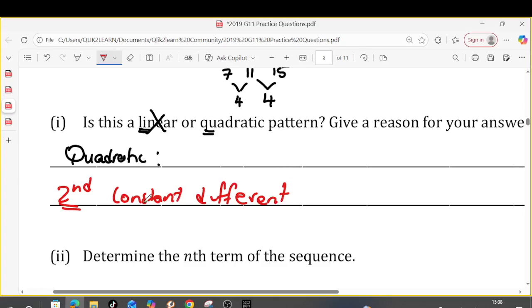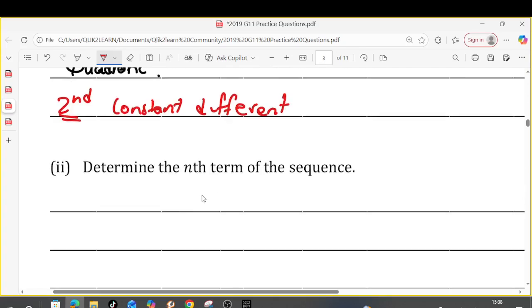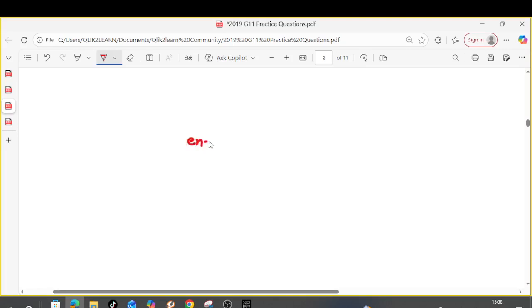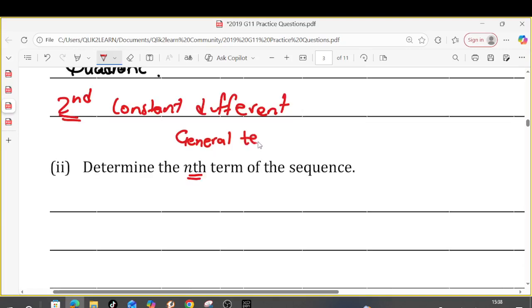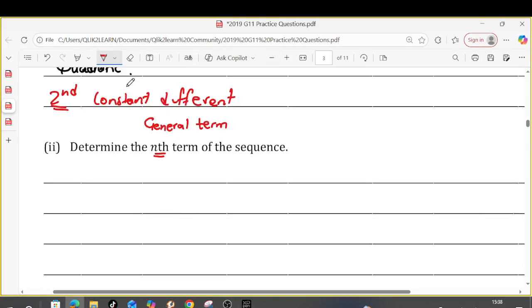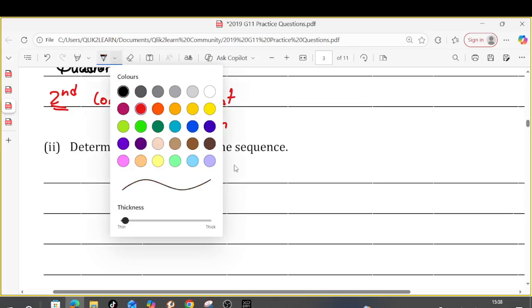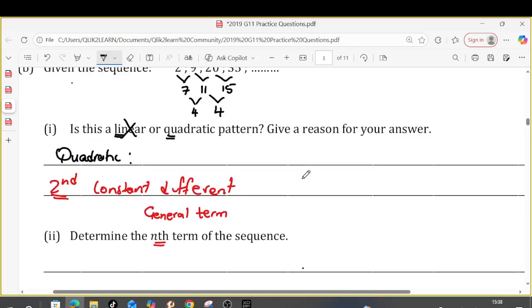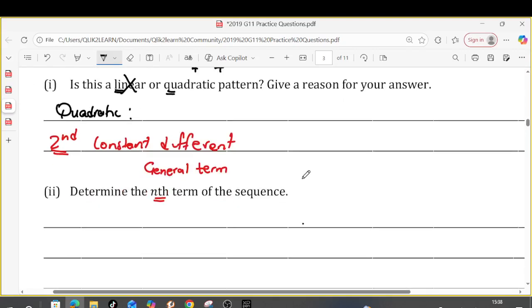So now we said this is quadratic and it has a second constant difference. Determine the nth term. When you see the word nth term, just know that they are talking about the general term. You go to the previous question, you check, this is quadratic, and the general term should be in the form Tn equals an squared plus bn plus c.